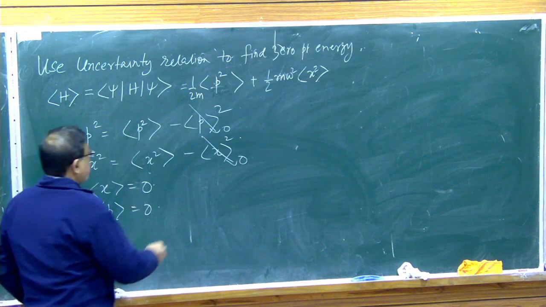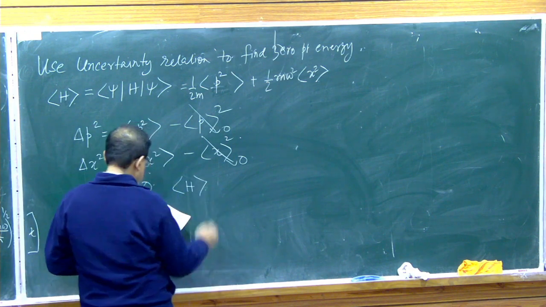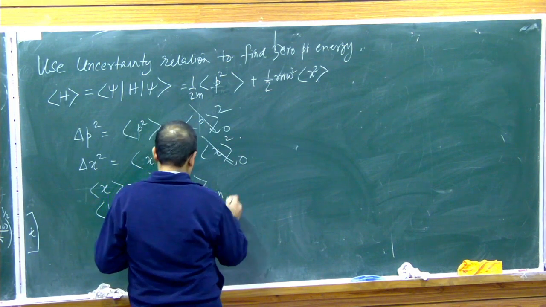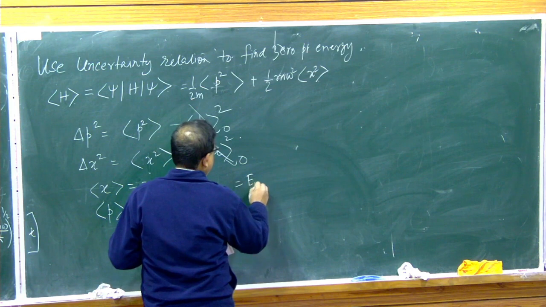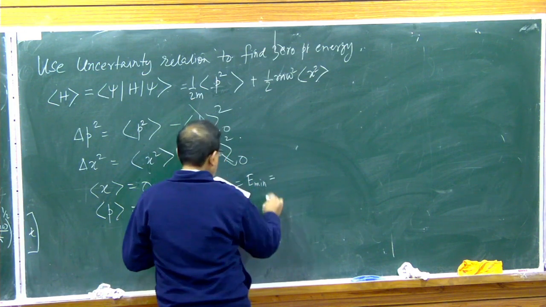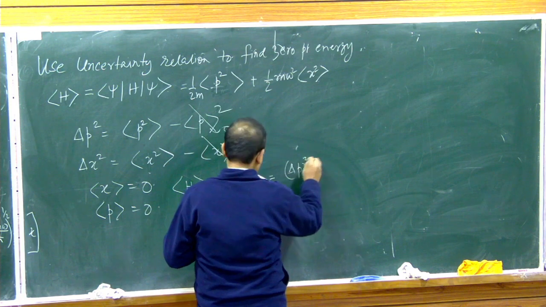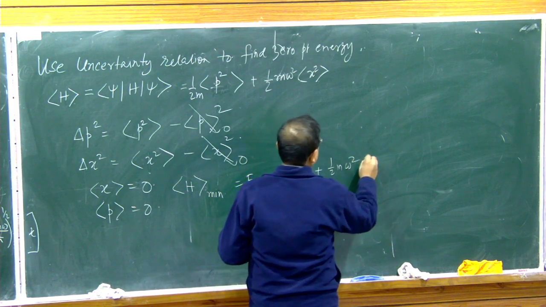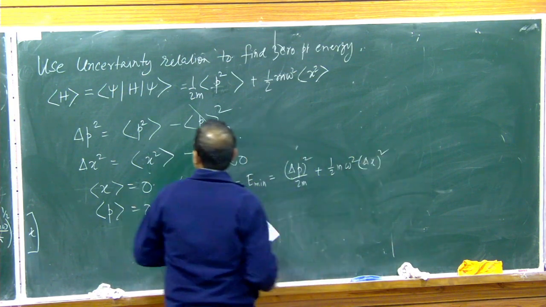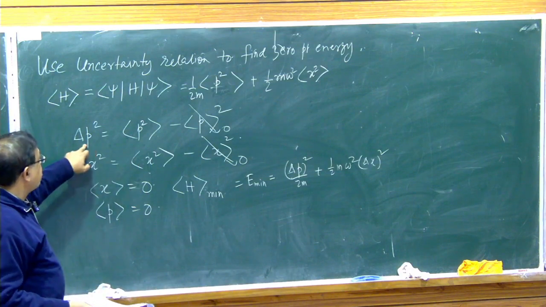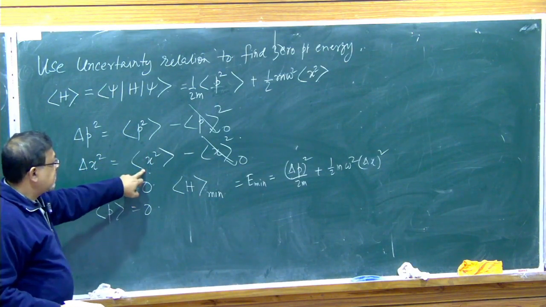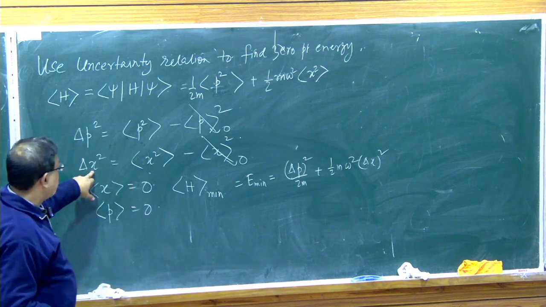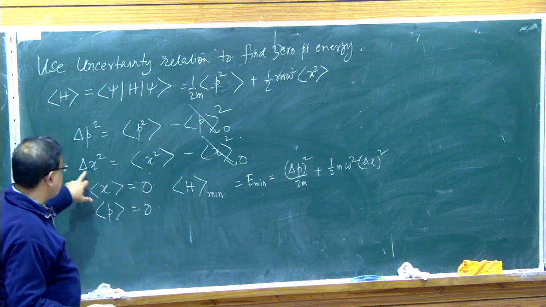So if we try to calculate the minimum value of h, I will get E min, that is the zero point energy, which is delta p square over 2m plus half m omega square delta x square, which is coming from this step where delta p square is the same as p square average and delta x square is the same as the x square average. I mean, x square average or expectation is the same as delta x square.